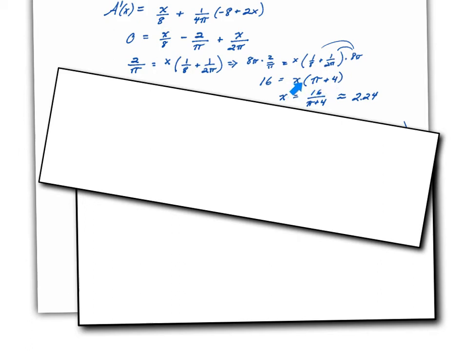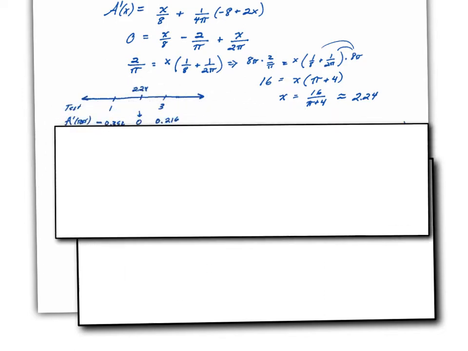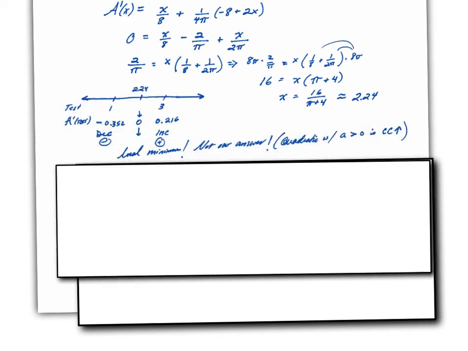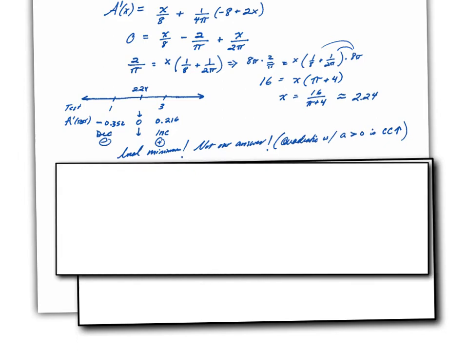Okay, dividing through by that pi plus 4, I get x equals 16 over pi plus 4, approximately 2.24. You're probably getting used to this, but through a first derivative test, we find out that, wait a minute, this is a local minimum. That's not our answer. It was a quadratic with a leading coefficient greater than 0, so we know it was going to be concave up like the parent function x squared, and so this critical number is not going to help us out.